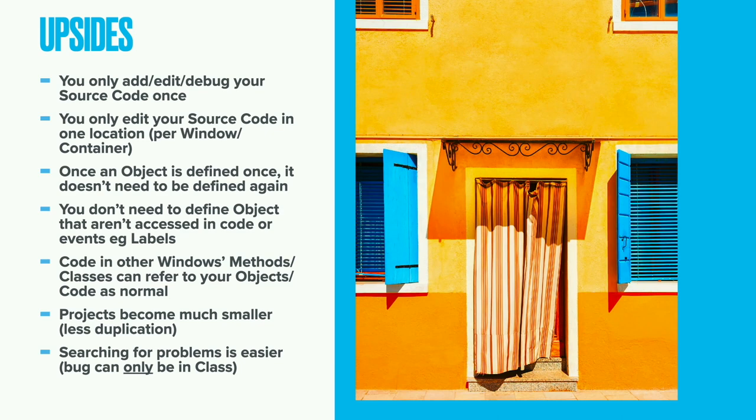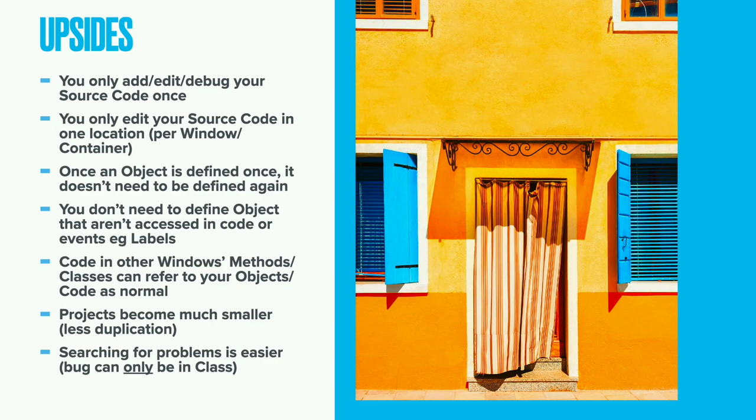That means we don't have duplication. We don't have code that you might need to change in all the environments. Also, once we've gone through that pain at the start of defining an object once, it doesn't need to be defined again. It's done within that class whenever you access it. A button is a button is a button.